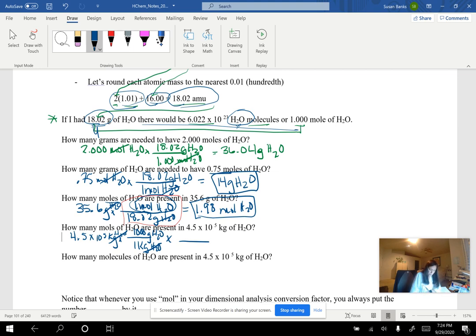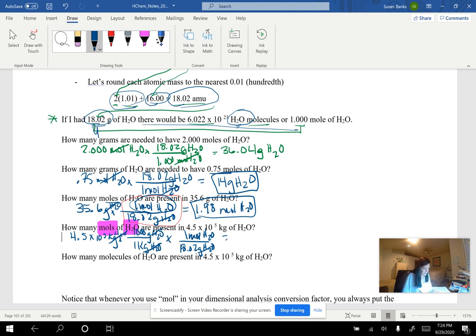I don't want grams, I want moles. So I'm going to put grams on the bottom in my molar mass and moles on my top. So we figured out that we have 18.02 grams of water in 1 mole of water. Okay, so that's exactly what I'm asking for. I'm asking for moles of water, and that's what I have for my unit. My grams of water cancel out, so I'm good to go.